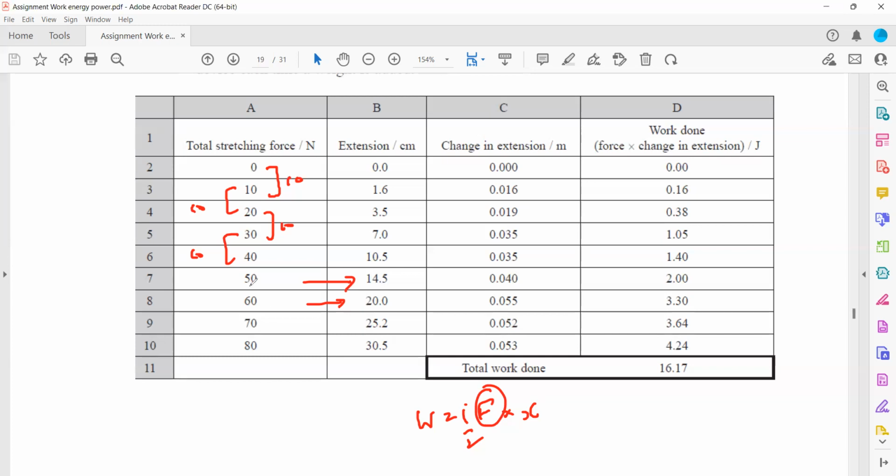If it was say 55, maybe the extension was 19.0. When it is 55, extension might be 19.0; at 65, maybe it is 25. Because the spring might deform, as a result, what will happen? It will be an overestimation. Is it clear, this part?